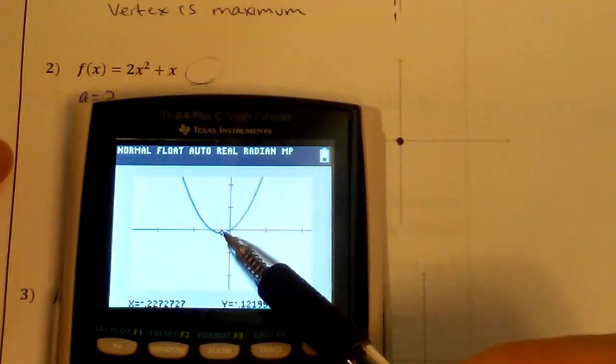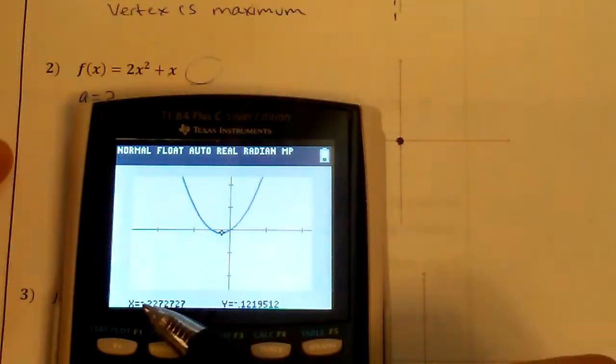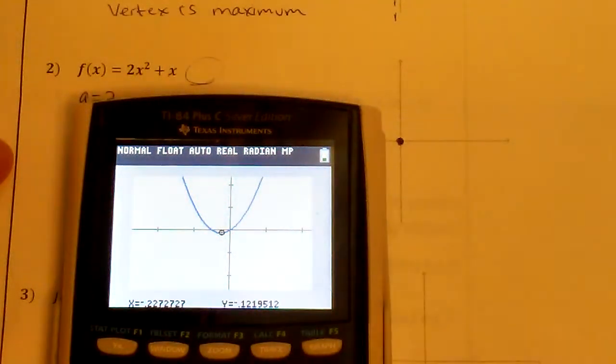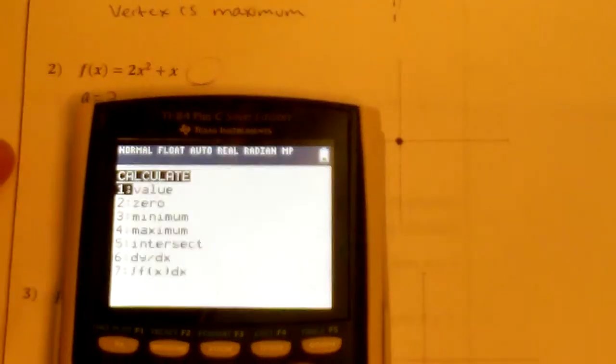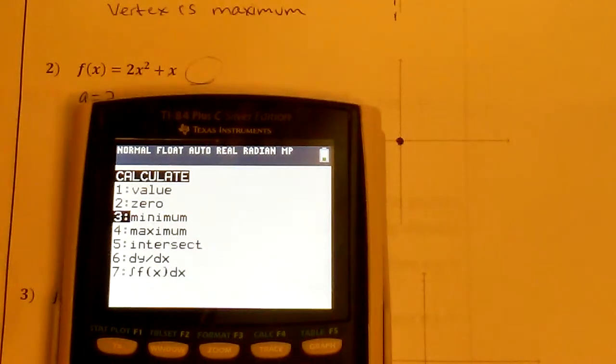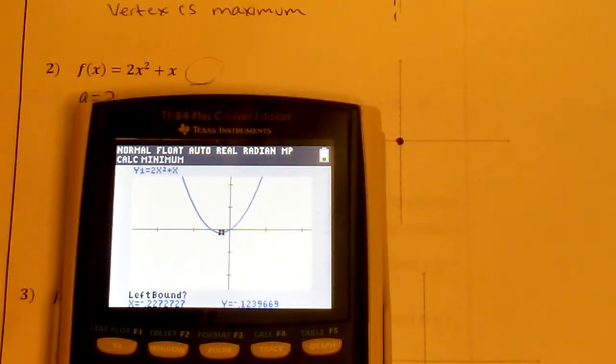And it appears that the vertex is right here, so let's go ahead and find it. I'm going to use the calculate button again. This one is a minimum, so I'm going to go down to minimum. Left boundary, enter. Right boundary, so go to the right of the vertex, enter. Then let's go close to the middle.